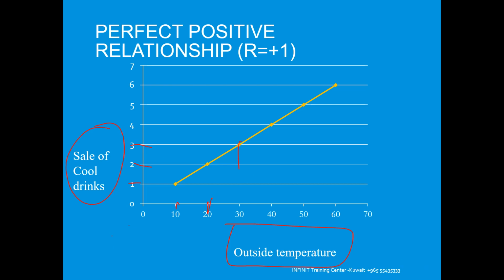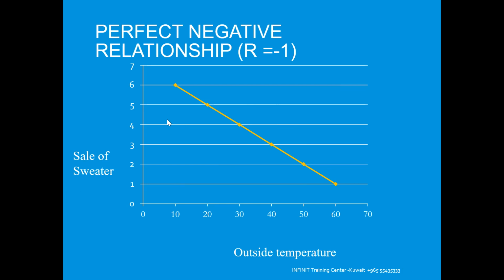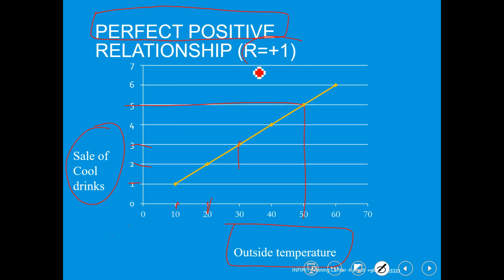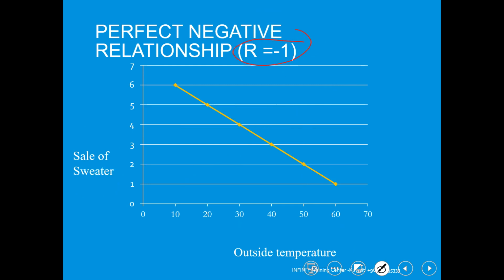This is what we call a perfect positive relationship. We can easily predict the future. When it is 50, we can say you are going to sell 5 units of cool drinks. So this type of relationship we call a perfect positive relationship. And this can be perfect negative. This is denoted by -1 and this is denoted by +1. So this is a perfectly negative relationship.